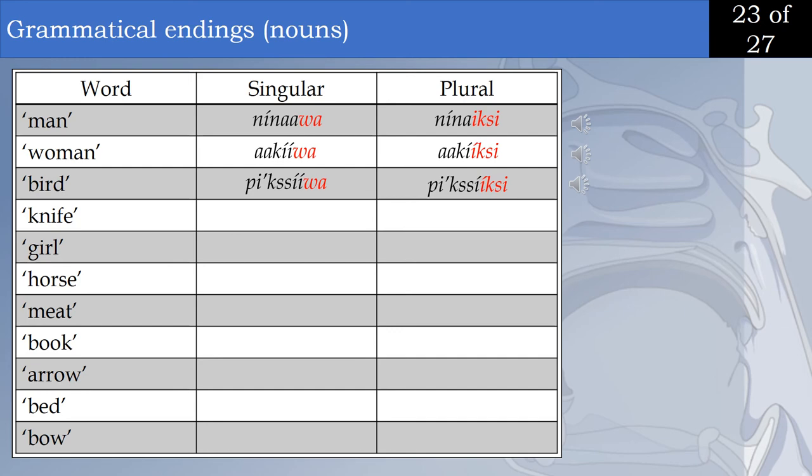But a knife is definitely an inanimate object. However, grammatically, in Blackfoot, it is an animate noun, and it takes that wa ending. Because we've added it to a noun that ends in a consonant, the W is dropped. Girl is also an animate noun in Blackfoot. Akikon. As is horse.